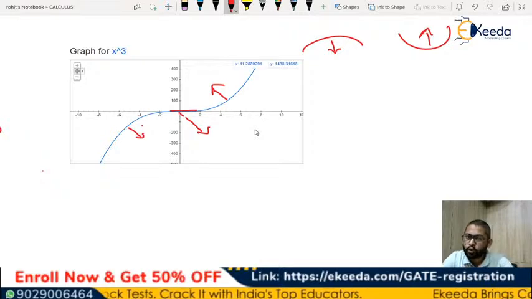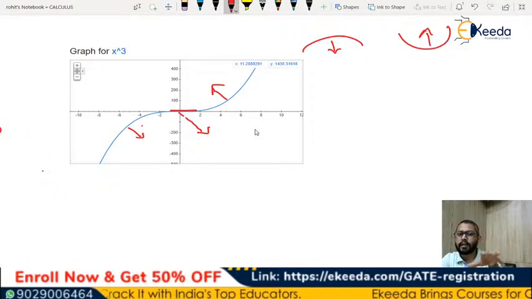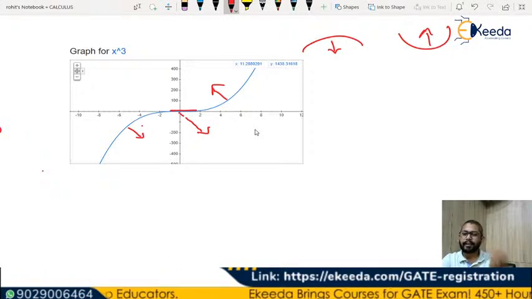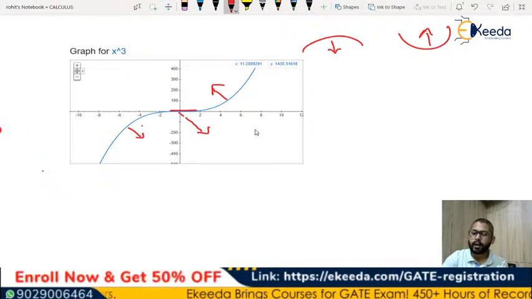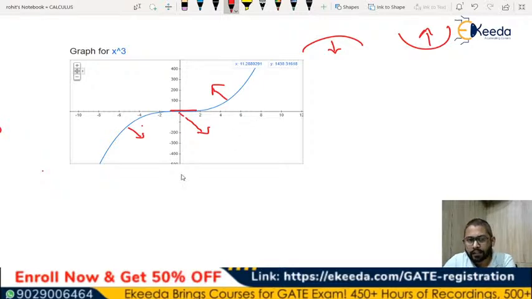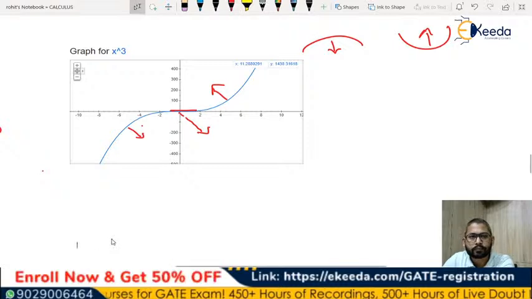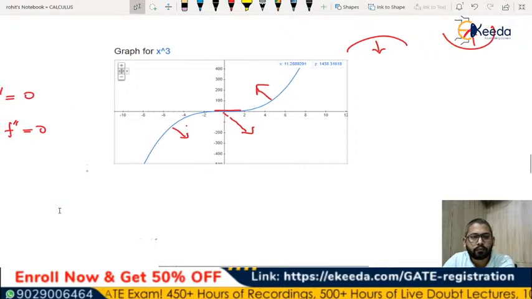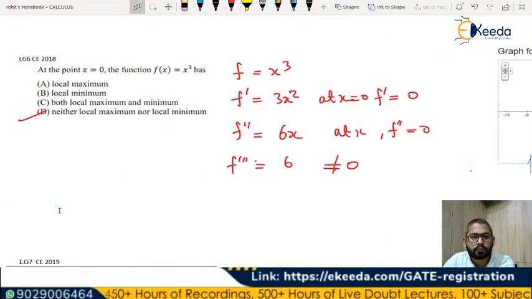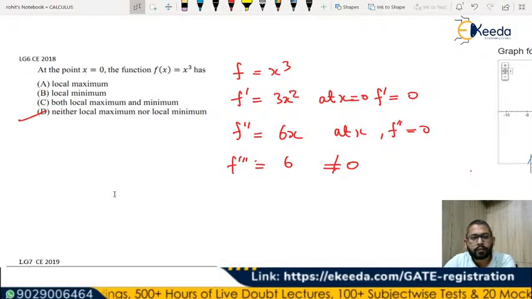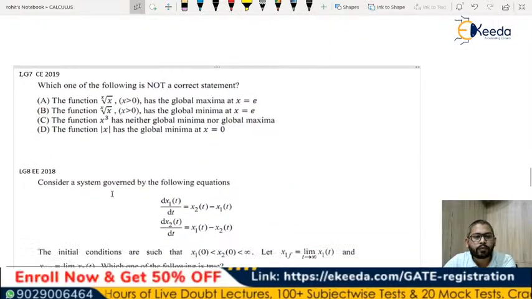So at that point you may not get maxima or minima. You can clearly say this graph of x cube is neither maxima nor minima, even at the local level, right? So this is the point we are discussing at x equal to 0 here, and you can say that this point is going to be neither a local maxima nor local minima, correct? So let's move to the next question.